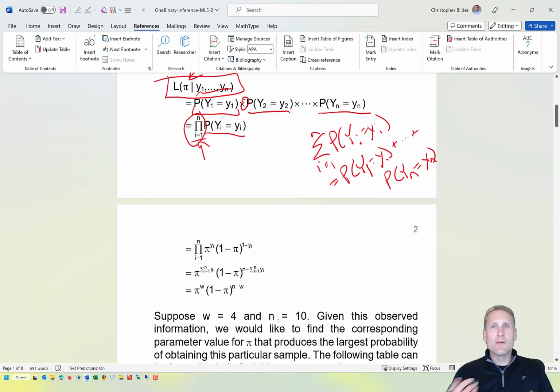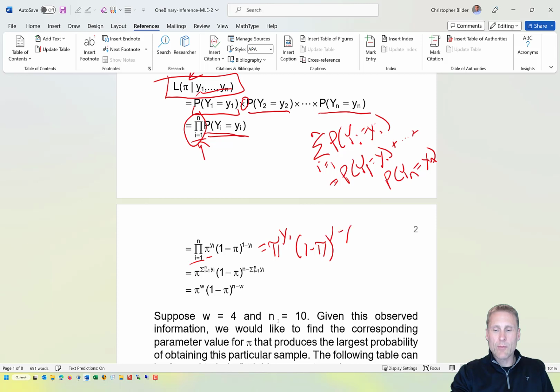Okay, so what are each of these probabilities? Well, using our Bernoulli distribution, we take pi, the probability of success, raise it to the y sub i power times 1 minus pi raised to the 1 minus y sub i power. And again, we're taking the product over our entire sample. And so what this means then is that I have pi raised to the y sub 1, 1 minus pi raised to the 1 minus y sub 1, times, and I do the same thing for y2.